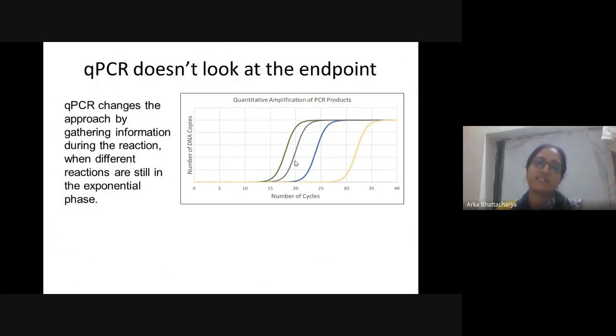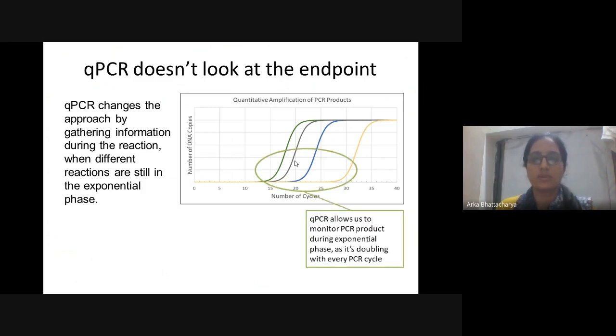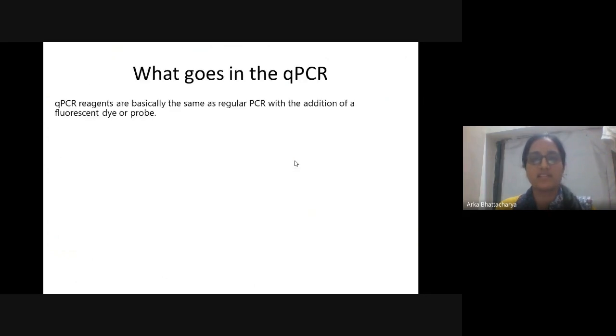So for this reason, we have an advantage in qPCR, as it can quantify at which cycle the reaction has stopped. qPCR changes the approach by gathering information during the reaction, when different reactions are still in the exponential phase. qPCR allows us to monitor PCR products during the exponential phase, as it is doubling with every PCR cycle.